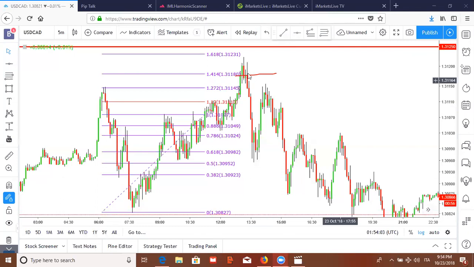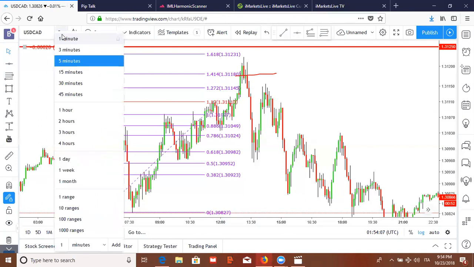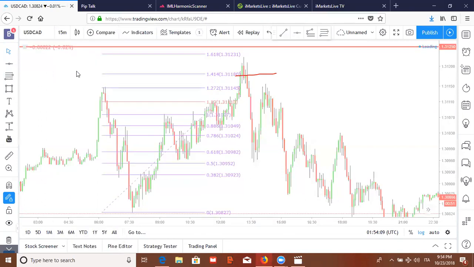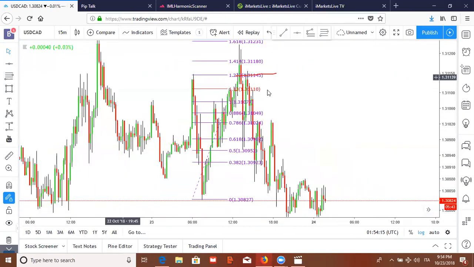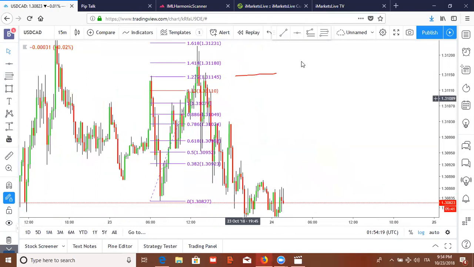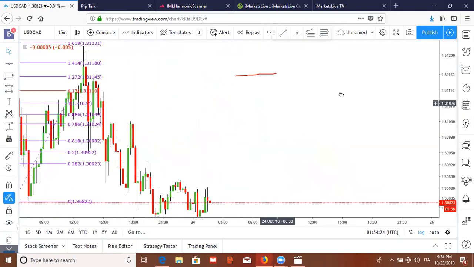Let me go to a 15-minute chart real quick and look at that same exact pattern. All right, cool. Well, see, that's tricky, huh? Because you go to a 15-minute chart now, this is just wicks. All right, so let me use this example right here.